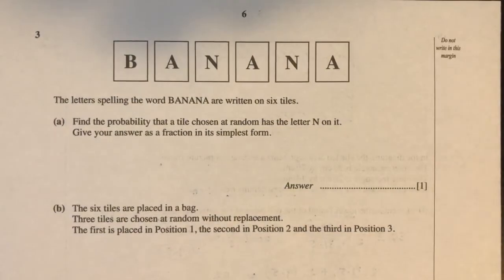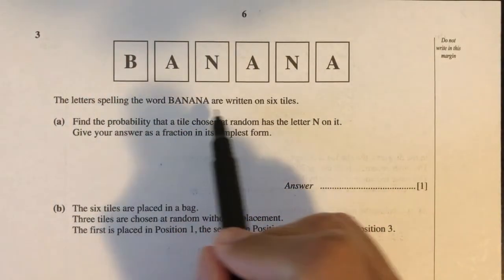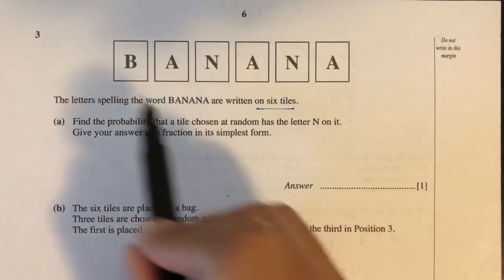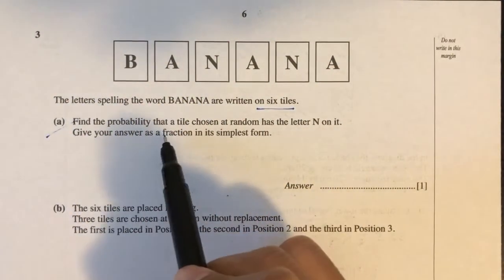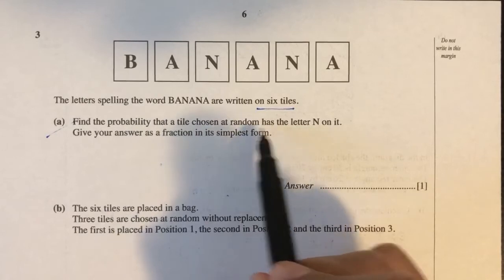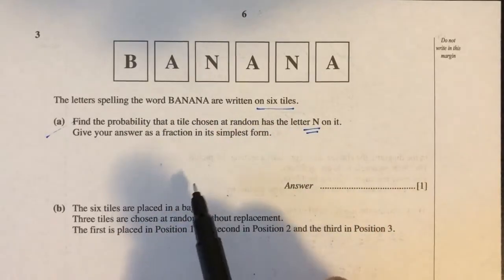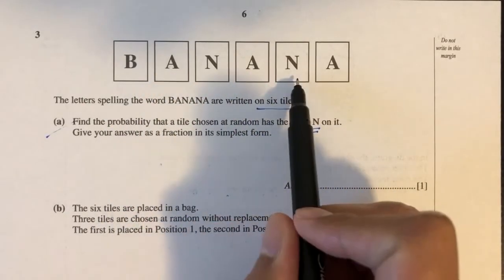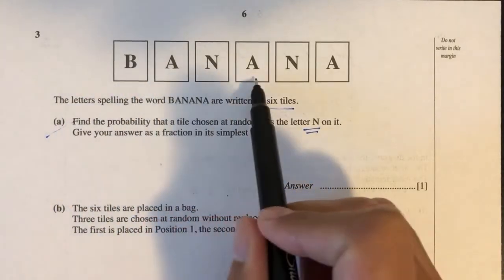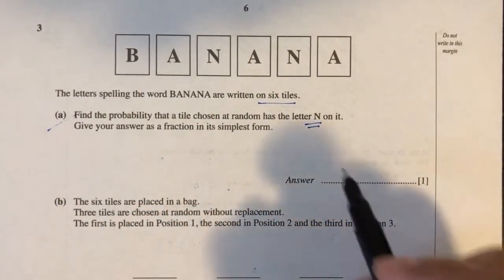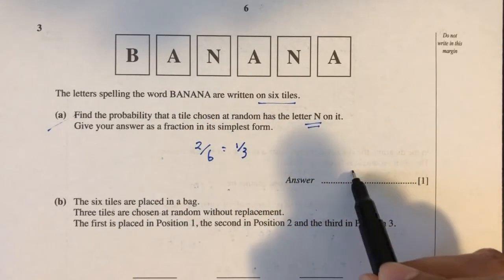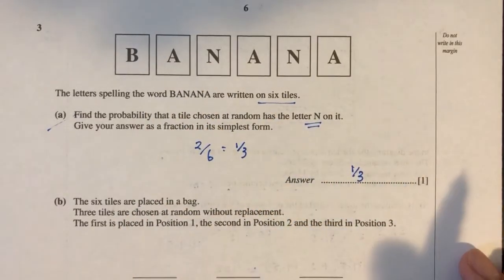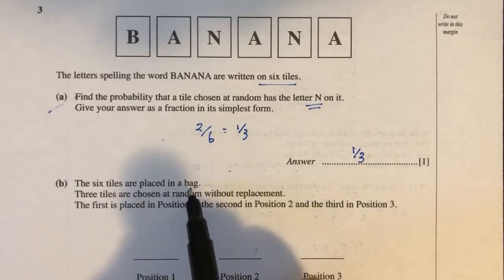Question number 3. The letters spelling the word banana are written on 6 tiles. So we have banana in these tiles. Part 1. Find the chance that a tile chosen at random has the letter N on it. As you can see, we have 2 N's and we have 1, 2, 3, 4, 5, 6 tiles. So the chance will be 2 over 6. That will be 1/3.